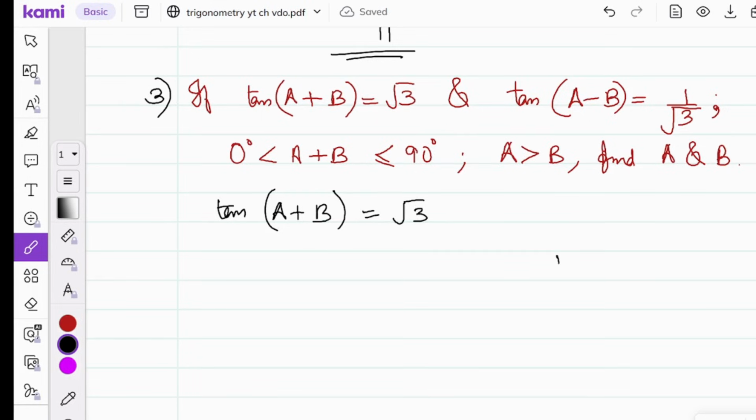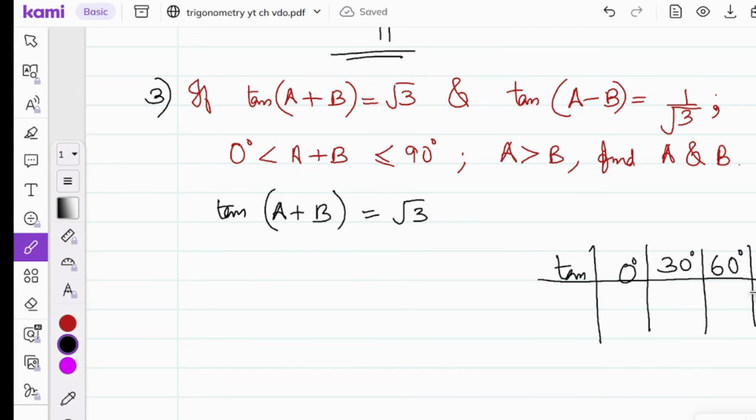You know what are the values of tan theta? If I'm finding the values like this, tan 0, tan 30, tan 60, tan 45 degree. Tan 0 is equal to 0. Tan 30 degree equal to 1 by root 3. Then tan 60 equal to root 3. What is tan 45? Tan 45 equal to 1. Okay. So these are the values of tan theta.